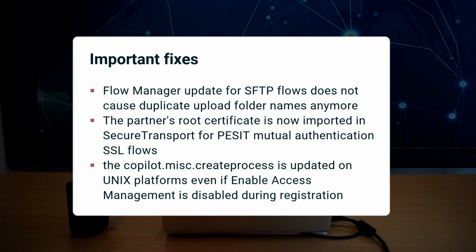In addition to these updates, several bugs have been fixed. Flow Manager update for SFTP flows does not cause duplicate upload folder names anymore. The partner's root certificate is now imported in SecureTransport for passive mutual authentication SSL flows. The Copilot miscreate process parameter is updated on Unix platforms even if Enable Access Management is disabled during registration.